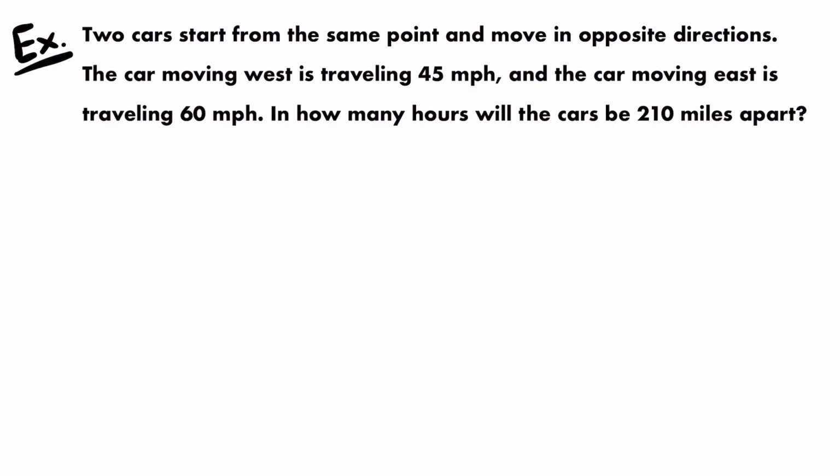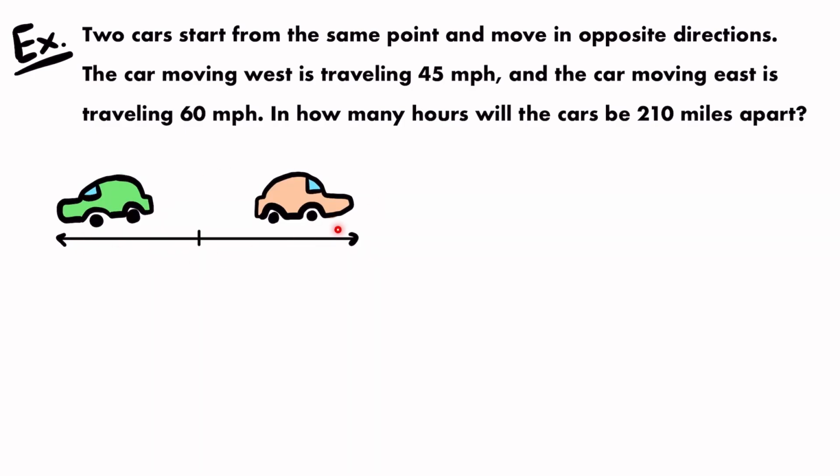Okay, so the first thing that I recommend you do for a problem like this is draw yourself a little picture. So that's what I'm going to do here. I'm going to have two cars that are moving in opposite directions. And so here are those two cars. They both start at the same point and travel away from each other, right, in opposite directions. One of the cars is moving west at 45 miles per hour. So that would be this one. We're traveling at 45 miles per hour. And then the other car moving east, which would be this one, is traveling at 60 miles per hour. So this car is traveling this way at 60 miles per hour.